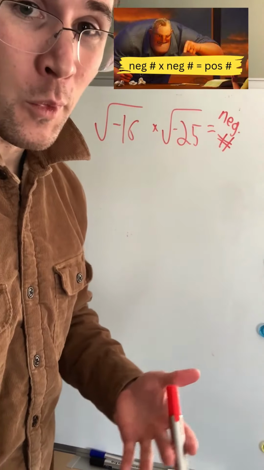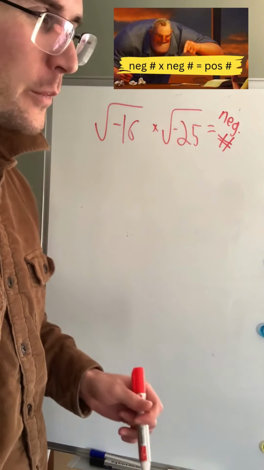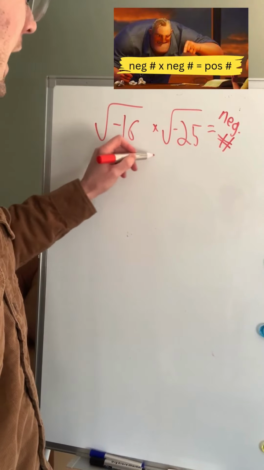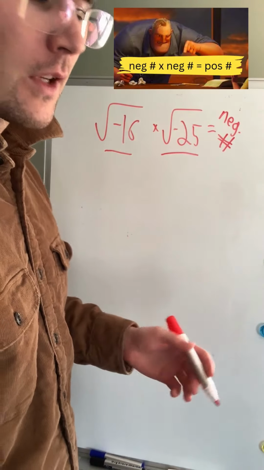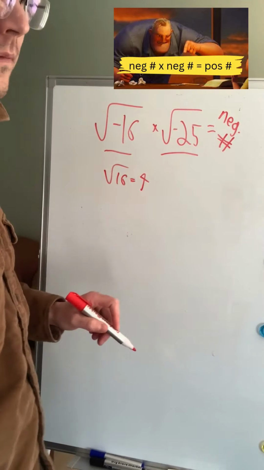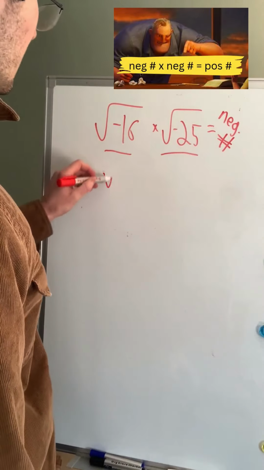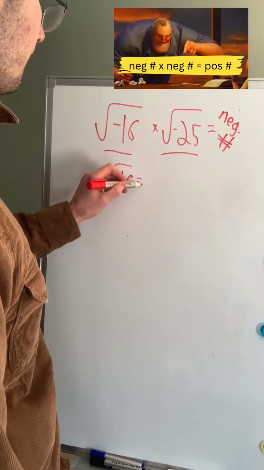What we're doing is multiplying the square root of a negative number by the square root of a negative number. Now, how do we handle these two terms? We all know that the square root of 16 equals 4. But that's not what we have here. We have the square root of negative 16.